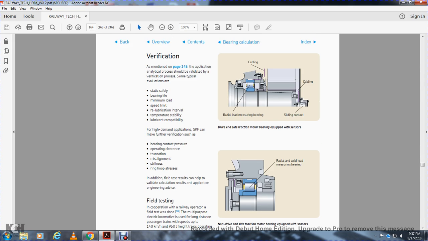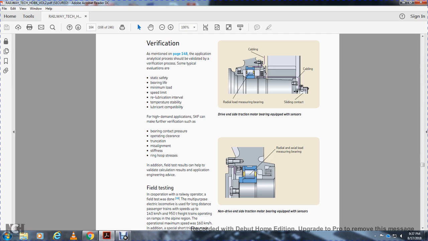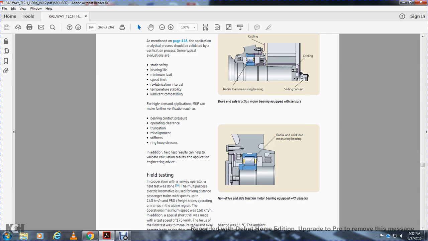It shows the cabling, radial line load measuring bearing, and sliding contact of the driver side of the traction motor bearing, equipped with the sensor for the radial axle load measuring. The non-driver side traction motor bearing is also equipped with sensors.